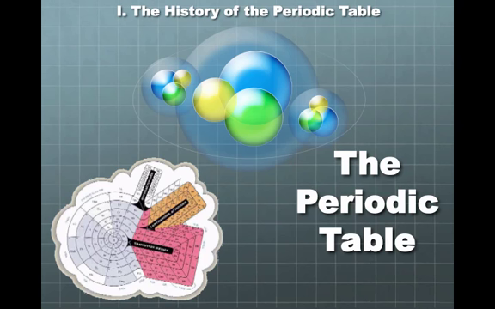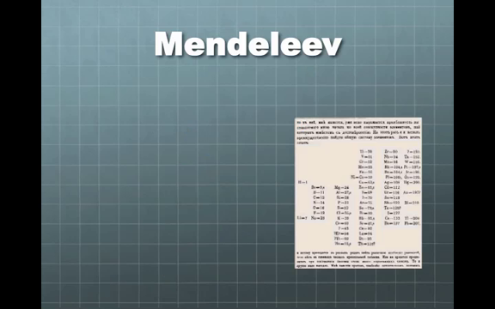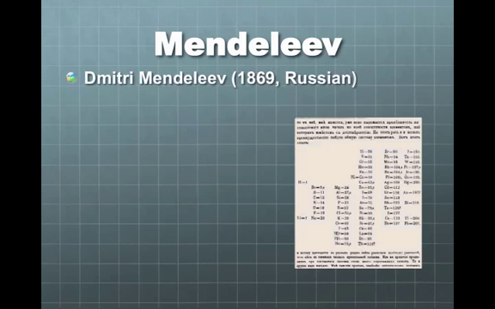Chapter 5, the periodic table. The periodic table is kind of the nuts and bolts of our chemistry course. We can get a lot of information, and we use a lot of information off of the periodic table. The periodic table was initially organized by Dmitry Mendeleev in about 1869.